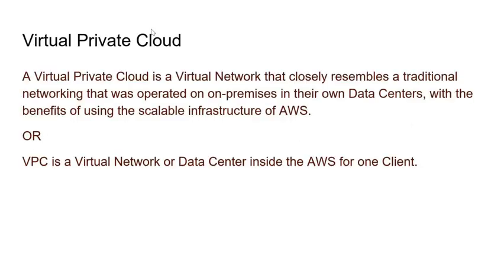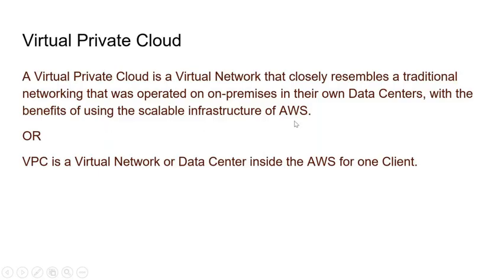Now let's come to the main topic, that is virtual private cloud. We discussed it already, but again we go to the definitions and try to understand a little more in depth. So what is a virtual private cloud? A virtual private cloud is a virtual network that closely resembles a traditional network operated on premises in your own data centers, with the benefits of using the scalable infrastructure of AWS.